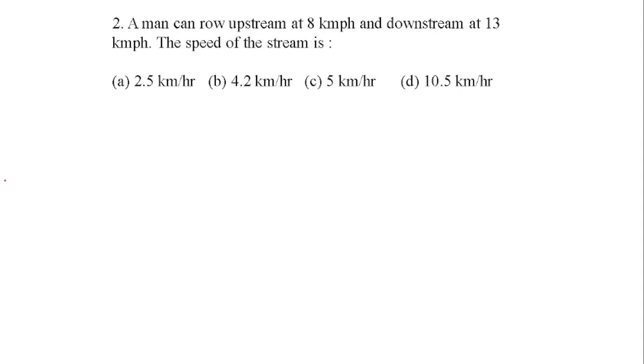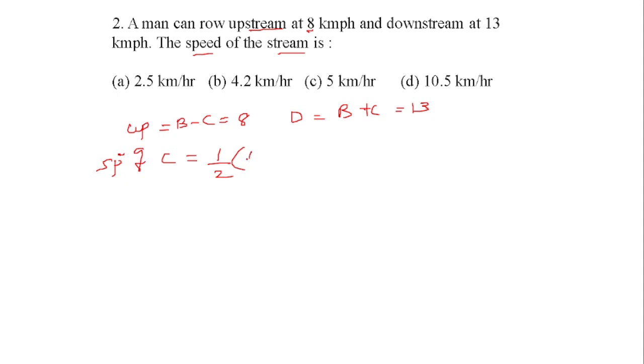We'll move towards the next question. A man can row upstream at 8 kilometer per hour. This is given directly. Upstream speed, that is B minus C, is given as 8, and downstream, B plus C, is given as 13. What do we want? Speed of stream, you can say speed of current. How to find it out? Directly, half of the difference between downstream and upstream.